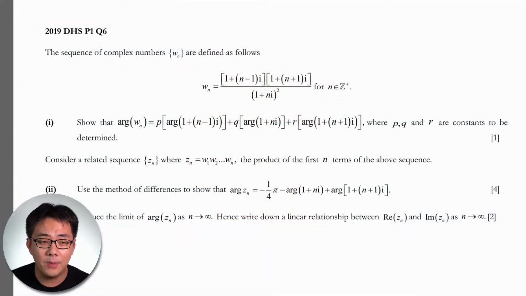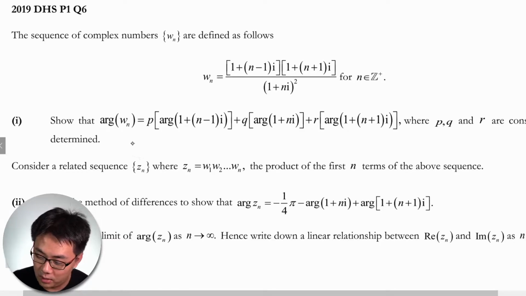Alright students, let's look at this question here, which was taken from the year 2019 Diamond High School paper 1 question 6. This question is on complex numbers, but it's a bit different. The interesting part is that they incorporate some sequence and series in it. For the first part, you should be able to do this quite quickly.